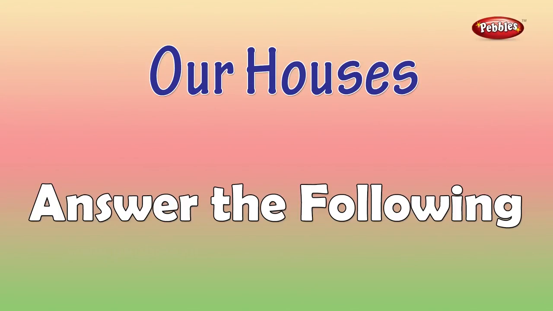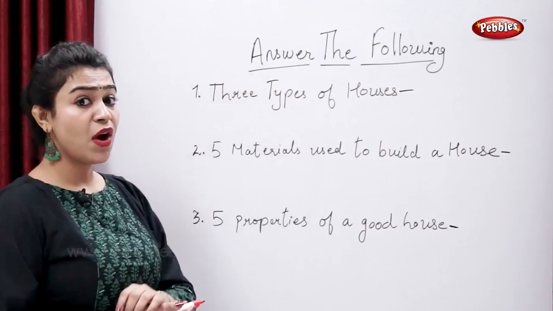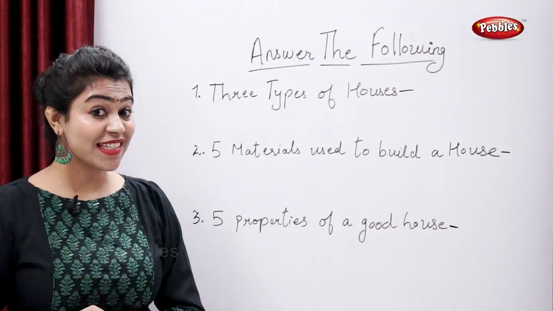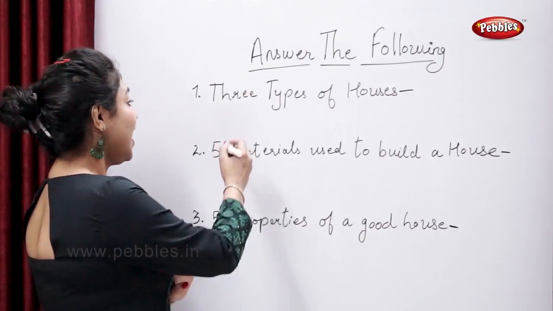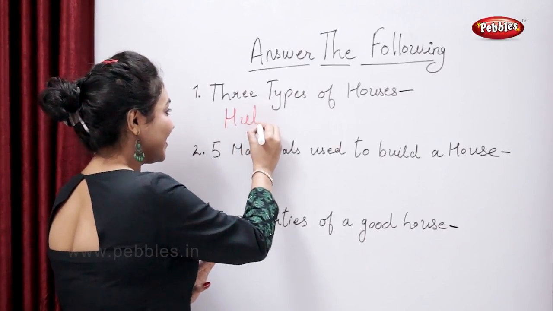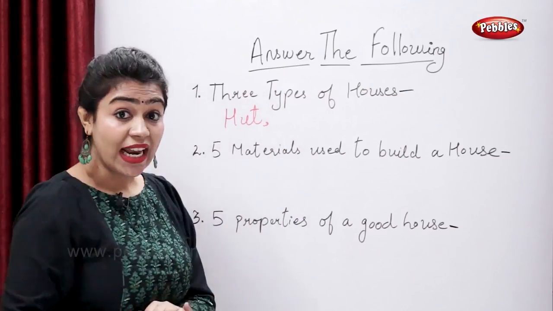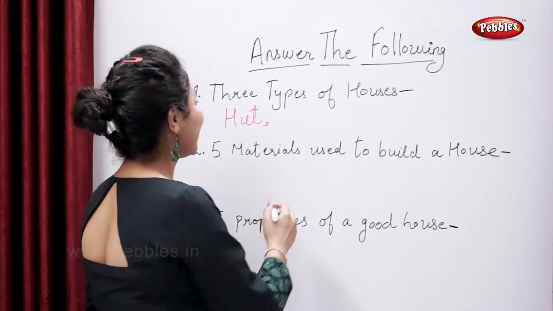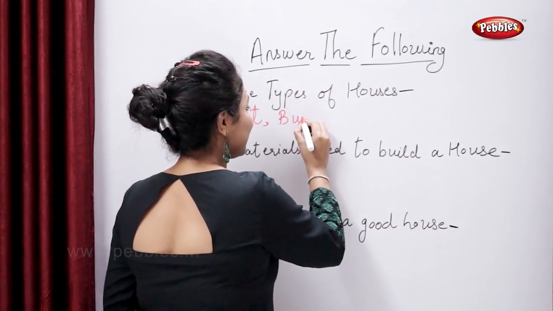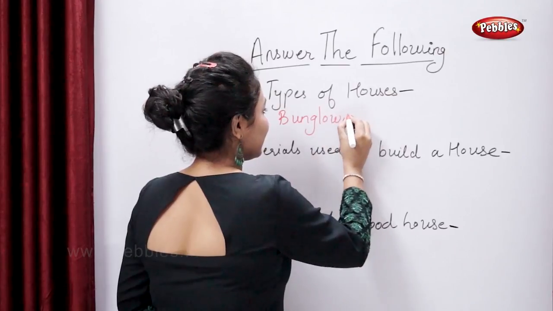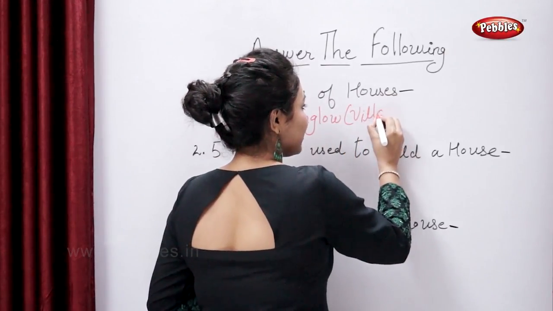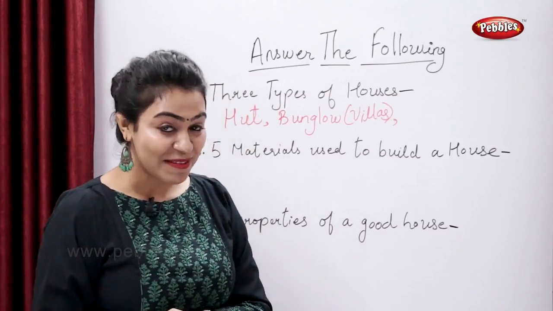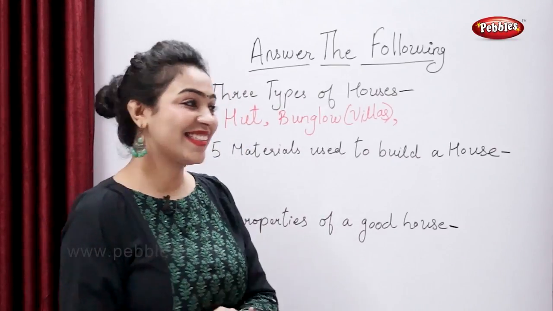Answer the following. Three types of houses. So tell me, which are the three types of houses? Hut and bungalow or villas. And the last, apartment or flats.